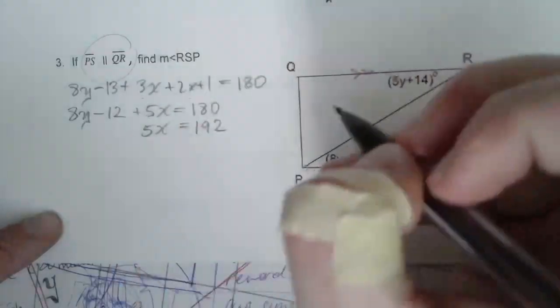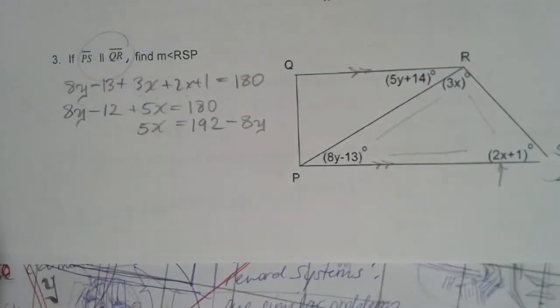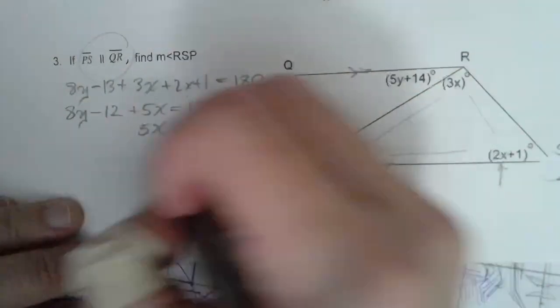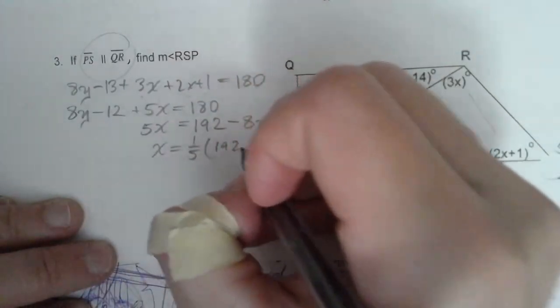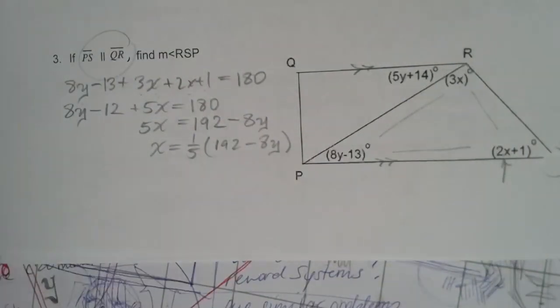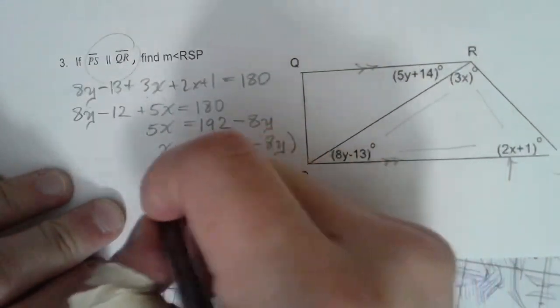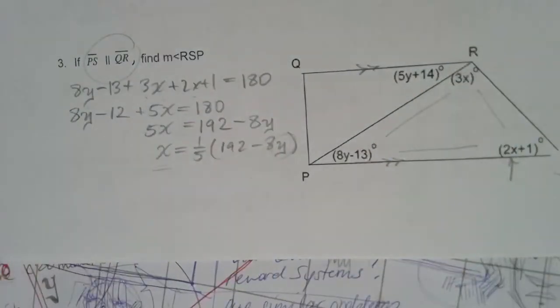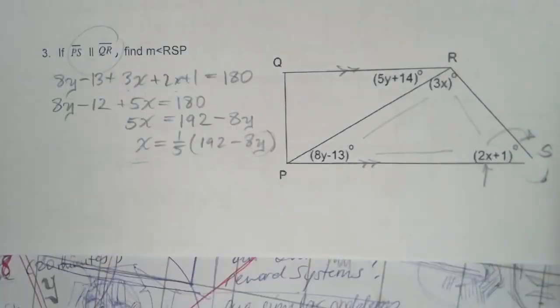5x is equal to, and I'm adding 12, so I should get 192 here for my 180. And then I'm going to subtract 8y. And now I could divide everything by 5. I think I'm going to do that just to keep it simple. I want 1/5 of the other side. I'm dividing everything by 5 there. And now the problem is I can't solve this. Even though I have x alone, I still have a y value. If I could just get rid of this y, I could solve for x and be done, because I'm only solving for x so I can get a value for s.